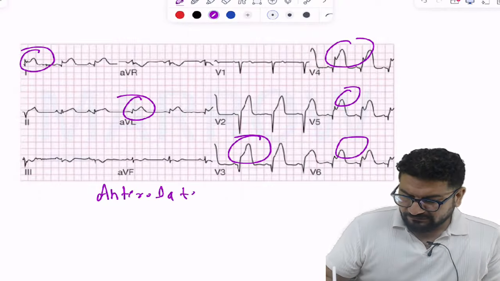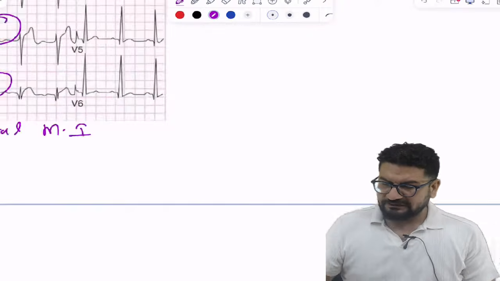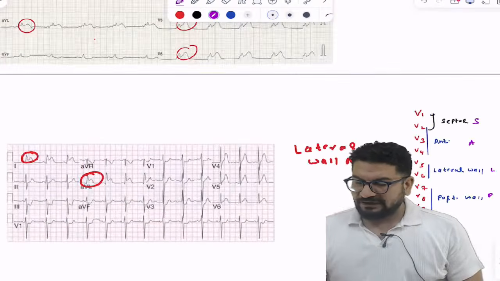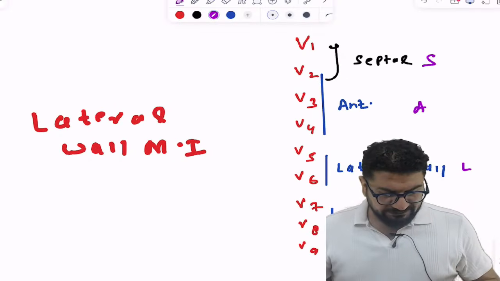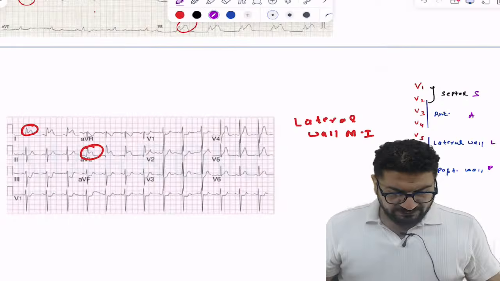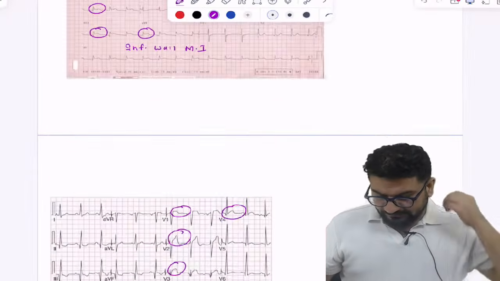Even this much nobody asks you. So just remember this thing which they ask in exam: SALP. और SALP के अलावा क्या रखना है? 2, 3, AVF. 2, 3, AVF means inferior MI. So this will be about the MI which they ask in exam. So I hope I have discussed the major ECGs.